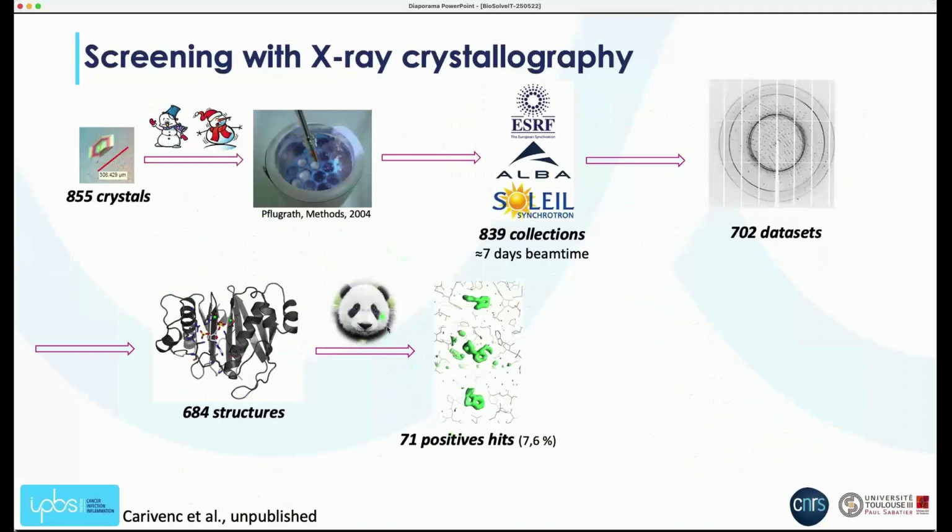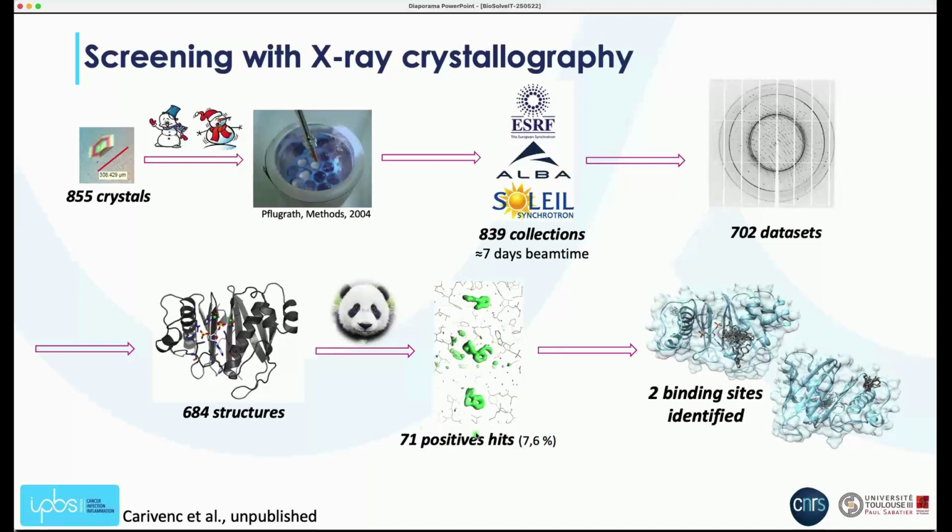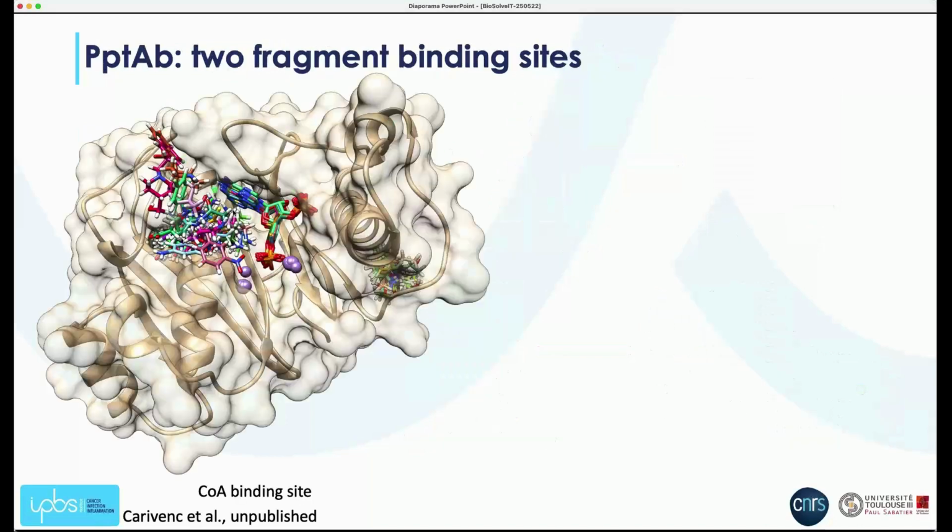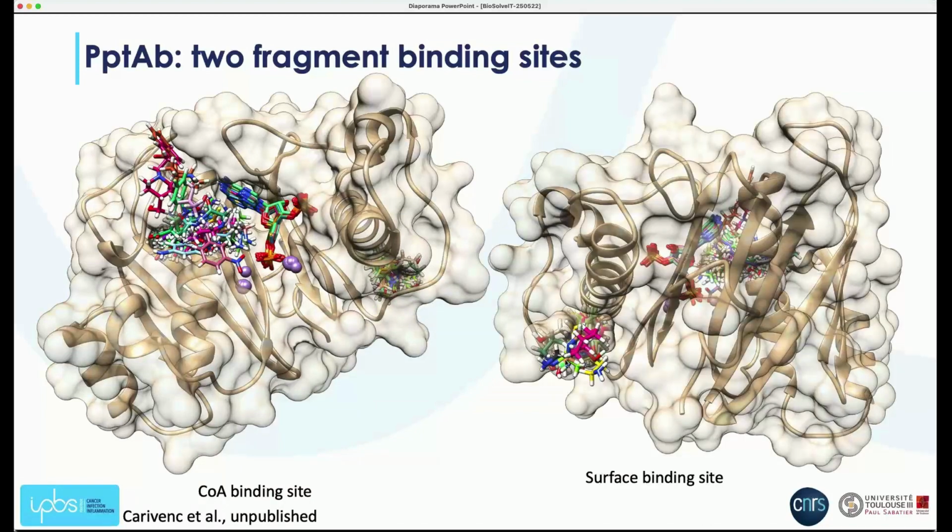So this PanDDA procedure allowed to identify about 70 positive hits, so it's a 7.6% hit rate, and all these compounds you can see there, and you will see it more clearly in the next slide, accumulate at 2 binding sites on the protein. One of the binding sites is very close to the cofactor, the coenzyme A, which is quite interesting because it means that we are close to the active site. And the other binding site, you can more or less guess it behind this image. If I turn the image, you can see it there.